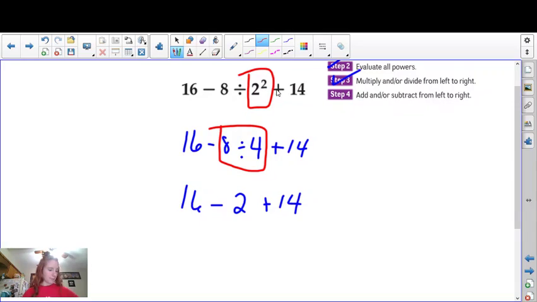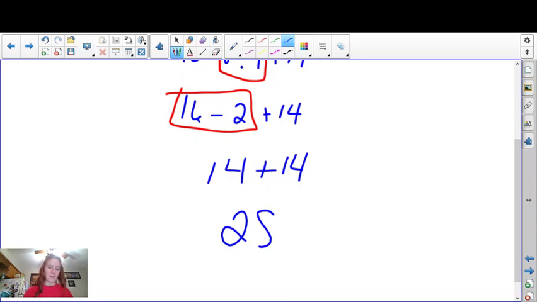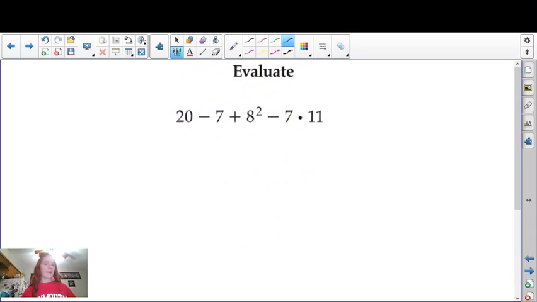Again, get my mouse. Subtraction. 16 minus 2 happens first, so 16 minus 2 gives me 14. And then I have 14 plus 14, which is 28. Not too terrible. Go ahead and identify where you're going to start on this problem, and I'll be right back.